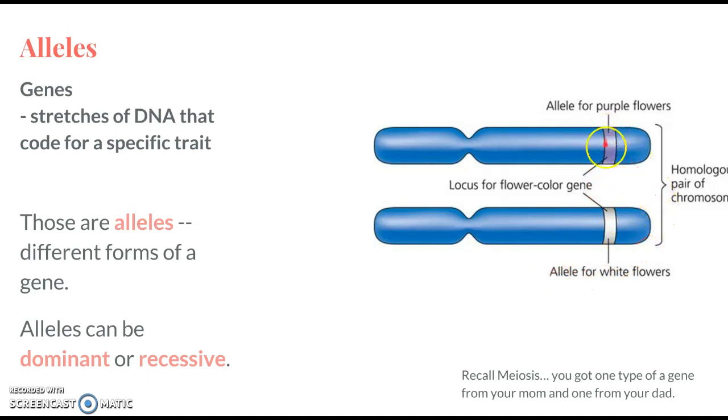So the alleles can either be dominant or they can be recessive. You saw in the last one that when we put a purple and a white together, we got a purple. So that purple one is overpowering the white one.